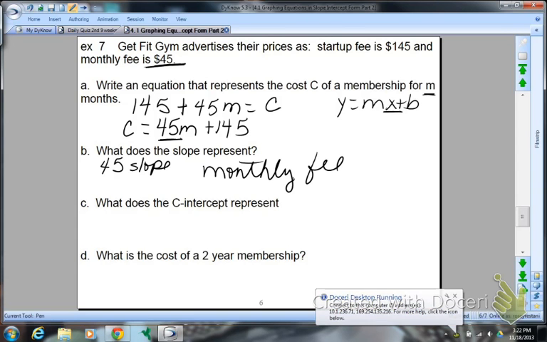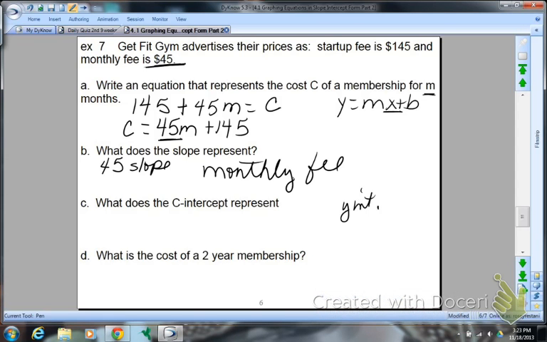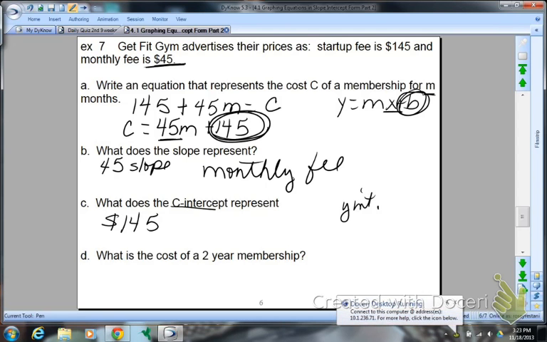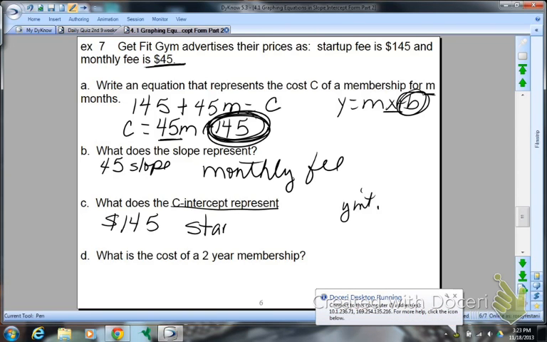What does the C-intercept represent? Now C-intercept means instead of y-intercept, it's called the C-intercept. It's your B. And what is that? That's your 145. What does that represent? The startup fee.